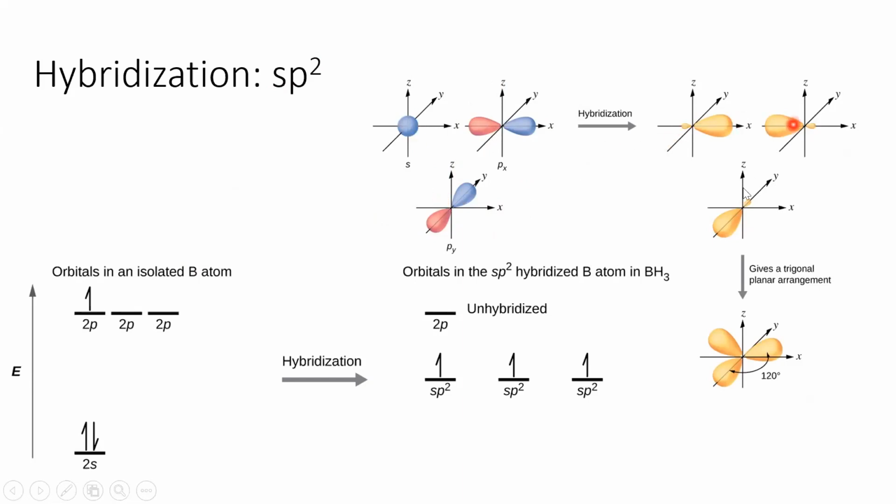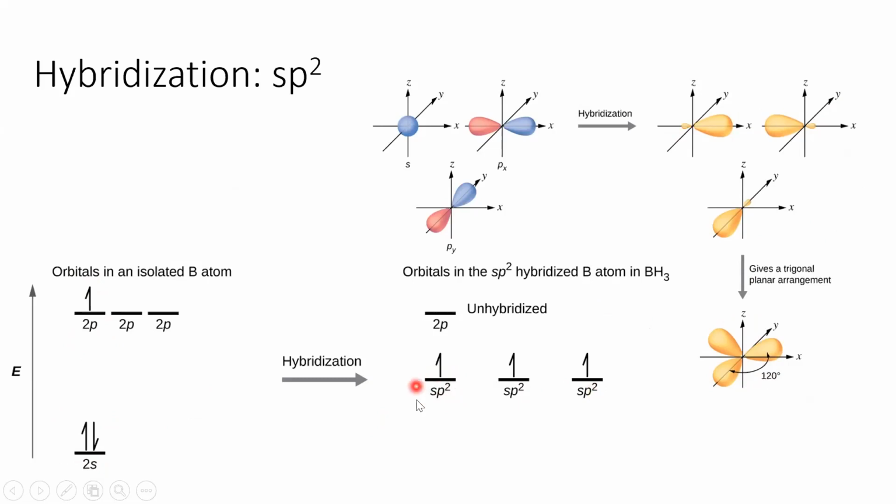We have 3 orbitals after this hybridization. The difference is now all of these orbitals are exactly the same. And what that leads to is a trigonal planar arrangement that we would see in something like boron as our central atom. So we have our 2s electrons and our 1 2p electron. Okay, they are going to be found in 3 hybridized orbitals.